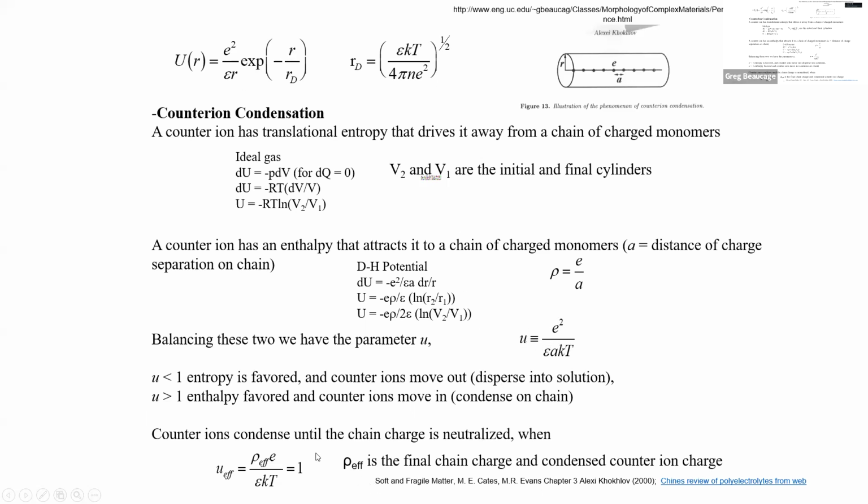And they just find out that for any chain in solution, you have this magic U number, which is the charge density along the chain. So like the charges of the units divided by a, so linear density, times e over this kT. That has to equal 1 for the charges to be balanced with the chain in a natural situation, right?